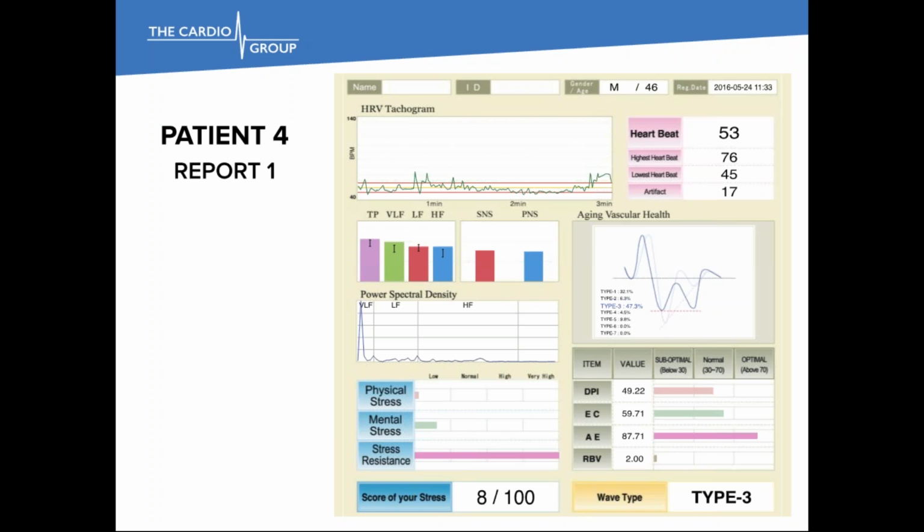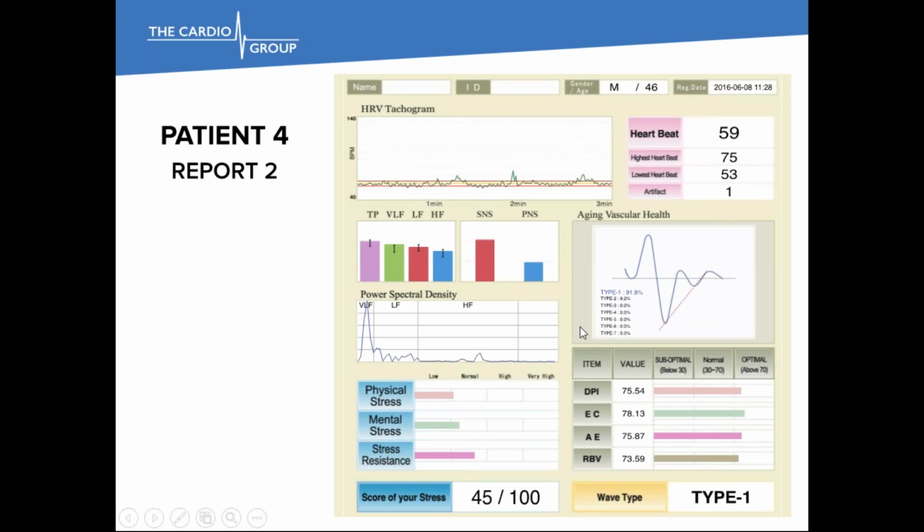Physical stress here is very low. This is what we'd expect to see in a fit individual. Stress resistance is very high, so total stress score of 8, a great day to exercise hard. But based on the number of artifacts and the waveform, I probably would be repeating the test as well. And what you'll see when you repeat it and you get the probe aligned properly is that the waveform will either straighten out or be indicative of significant endothelial dysfunction.